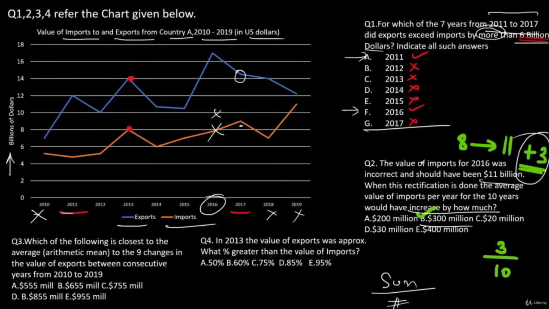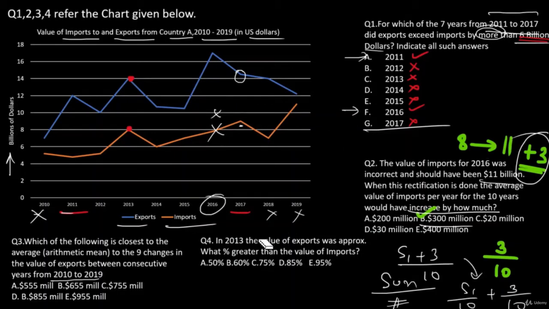And over here, initially we had a sum, right? Now, the true sum is S1 plus 3, divided by 10, right? Now, S1 by 10 is the initial average which we had, and we have to increase this by 3 by 10. That's what we have over here. That's how we get that the increase is 3 by 10 billion or 300 million. Alright, now let's go to the next question. Which of the following is closest to the average of the 9 changes in the value of exports between consecutive years from 2010 to 2019?